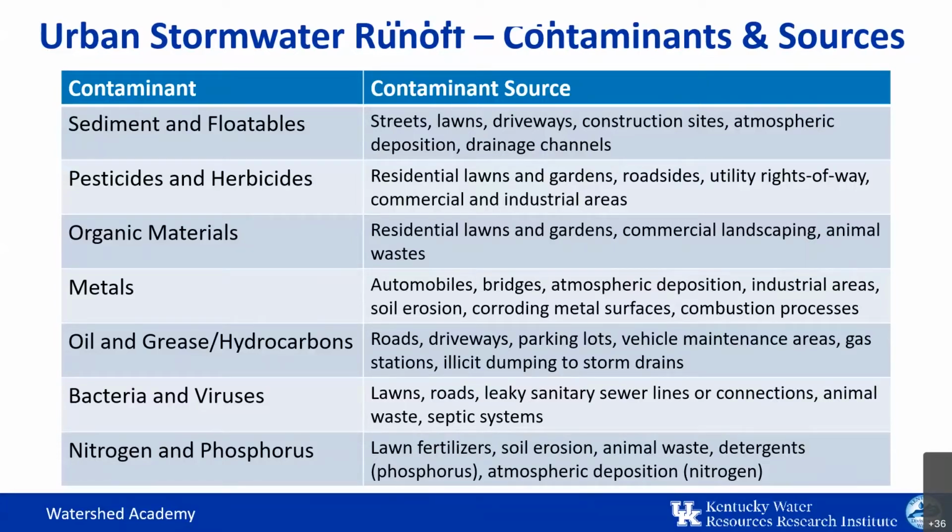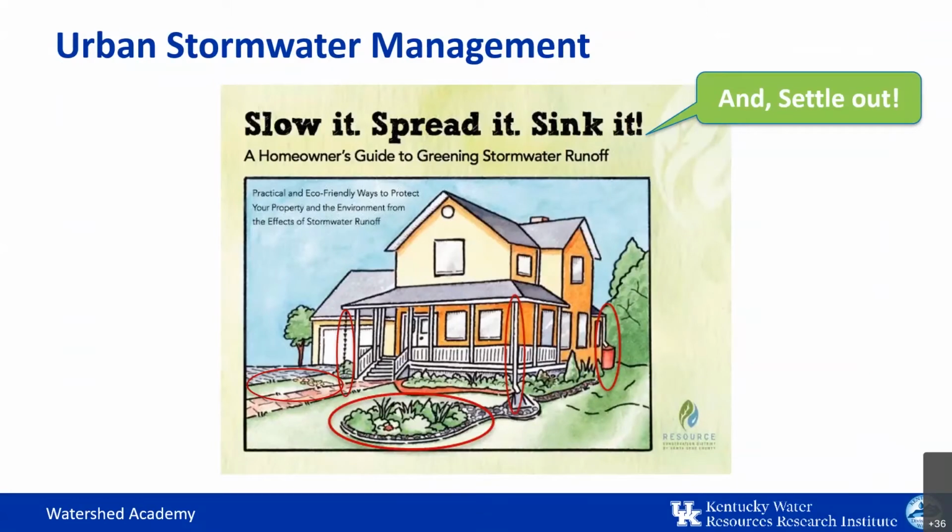The mantra in urban stormwater management is: slow it, spread it, sink it. And you could also add a 4th S for settle it out, since pollutants are able to settle out in the different BMPs we'll be discussing today.